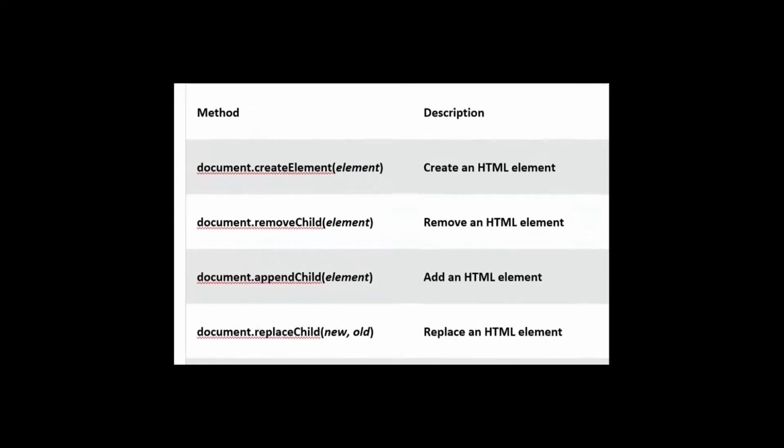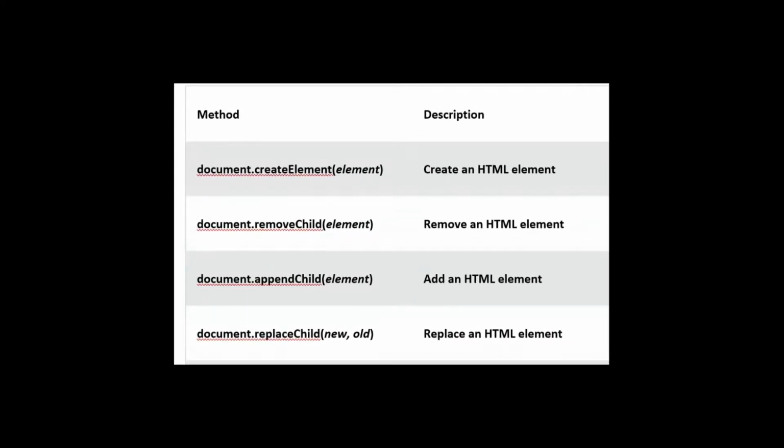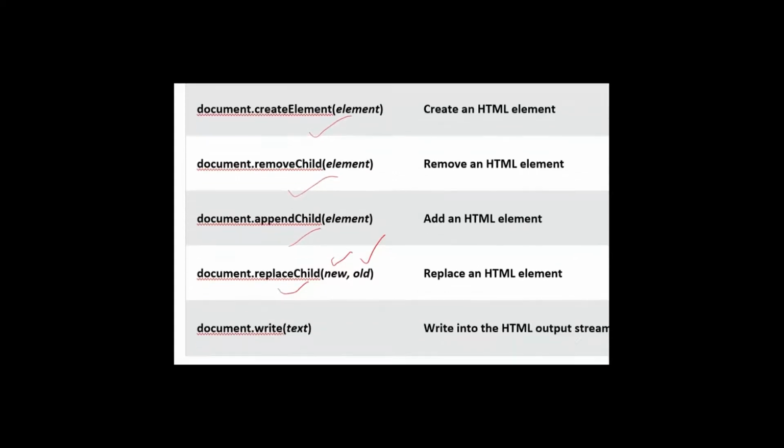And these are some of the methods to add and remove HTML elements. The first one is document.createElement, which creates an HTML element. To remove an HTML element, you say removeChild. To add an HTML element, you say appendChild. And to replace an HTML element, we say replaceChild, where you give the new one followed by the old one. So createElement, removeChild, appendChild, and replaceChild are the methods that are available.